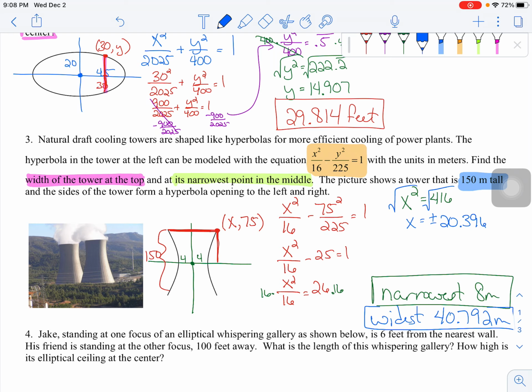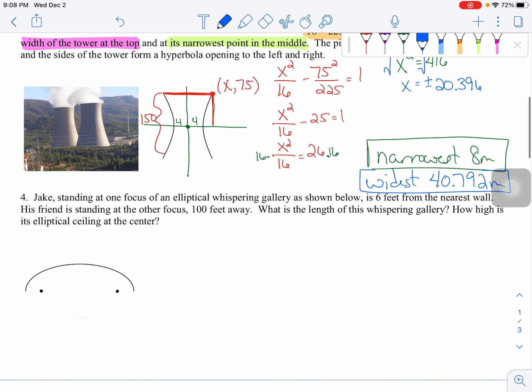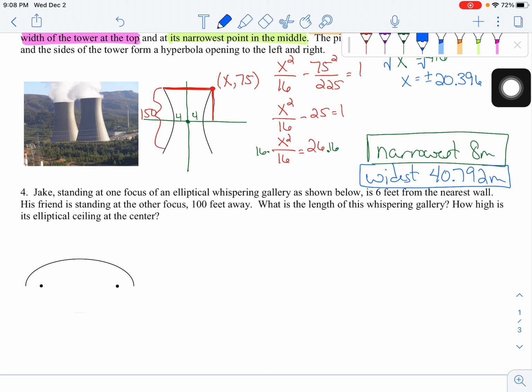And I'm pretty sure that answers problem number 3. With the tower at the top and its narrowest point in the middle. Yes, okay. So we've got the width at the top, we've got the width in the middle. We have taken care of everything for that problem.